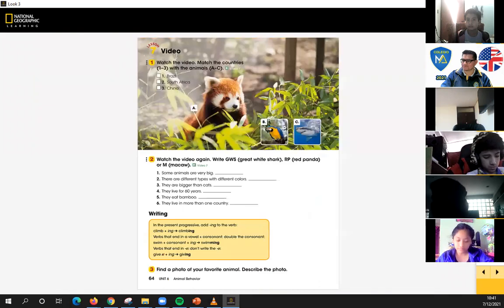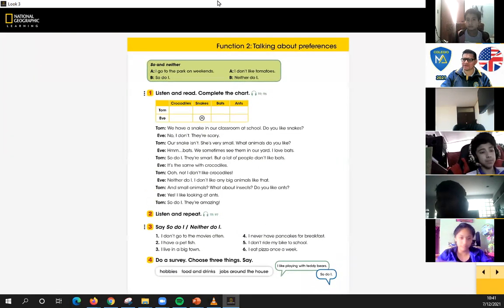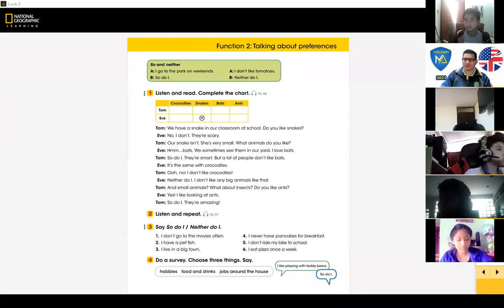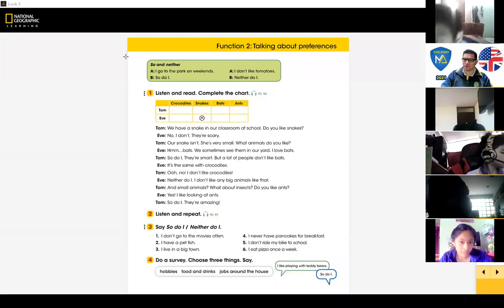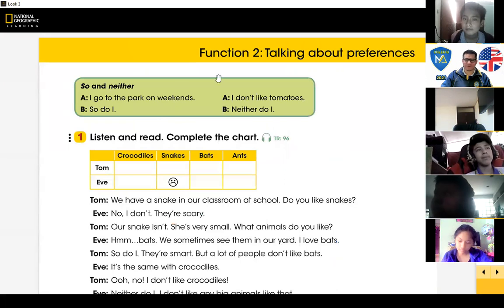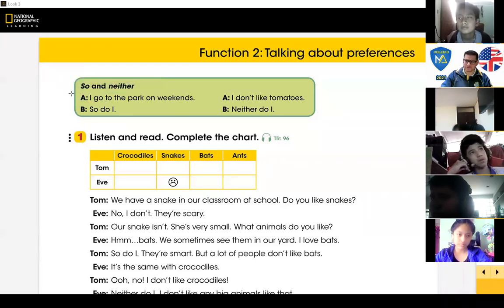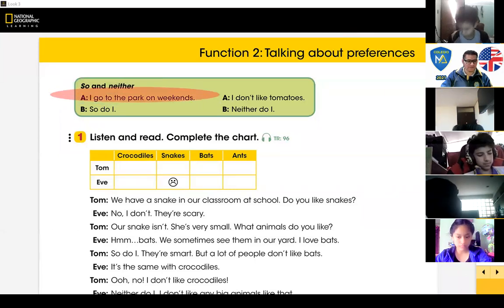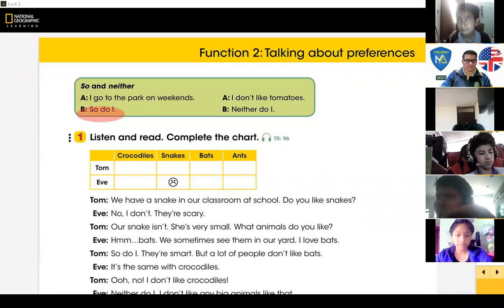Let's work here. What do we have here, students? Here it says the use of "so" and "neither." When do you use so and when do you use neither? Cuando utilizamos so y cuando utilizamos neither. Okay, if we have to summarize, so and neither es como decir también o tampoco. For example, you say, I go to the park on weekends. Voy al parque on weekends. Quiere decir que yo también, no? Dice, so do I. Yo también. Okay? What else?